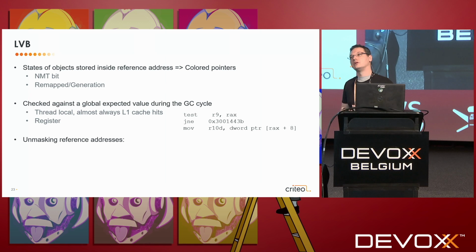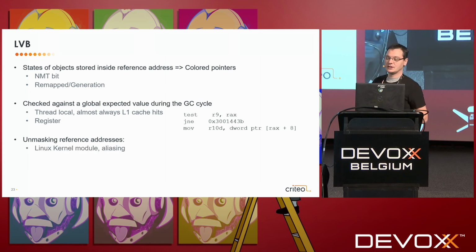As we store state into the reference, we cannot use the reference as is, because there is additional information in the address. So we need to unmask this address to get the real address of the object.